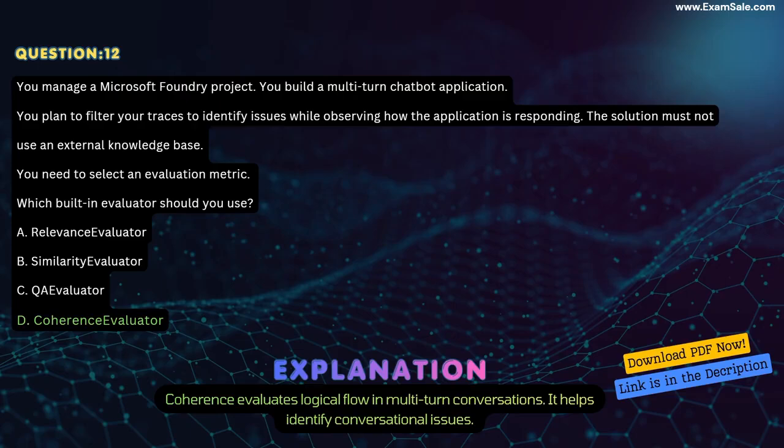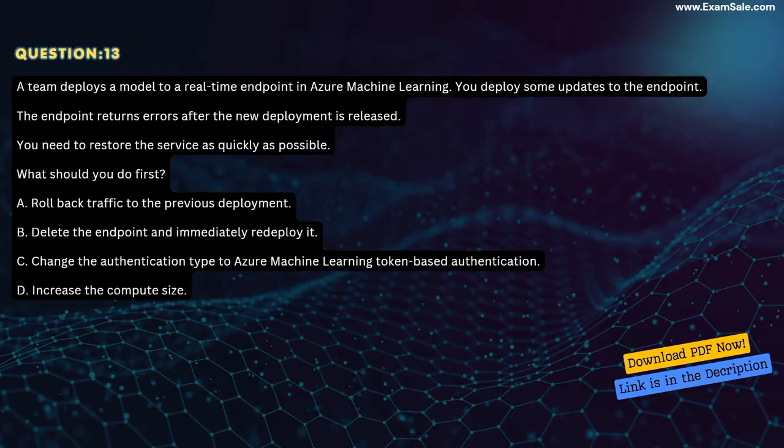Question 13. A team deploys a model to a real-time endpoint in Azure Machine Learning. You deploy some updates to the endpoint. The endpoint returns errors after the new deployment is released. You need to restore the service as quickly as possible. What should you do first?